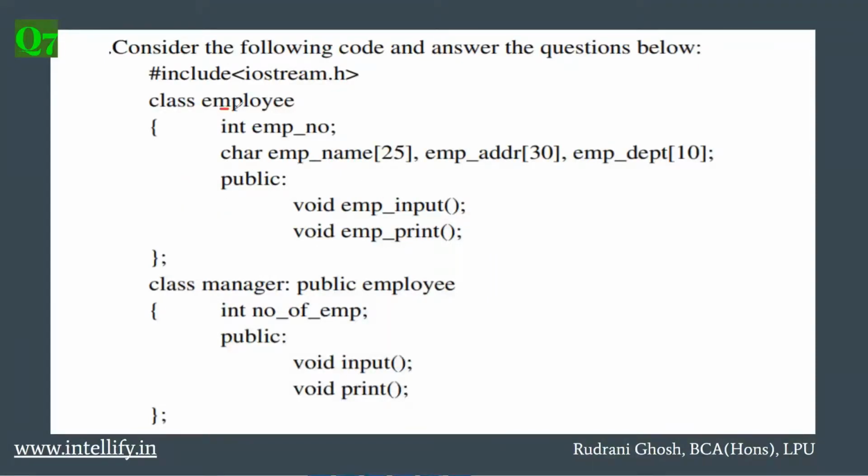Here, employee is the base class. Why is it the base class? Because it has not been derived from any other class. So which is the derived class? Derived class is manager. Why? Because it is being derived from class employee. So manager becomes derived and employee becomes base.